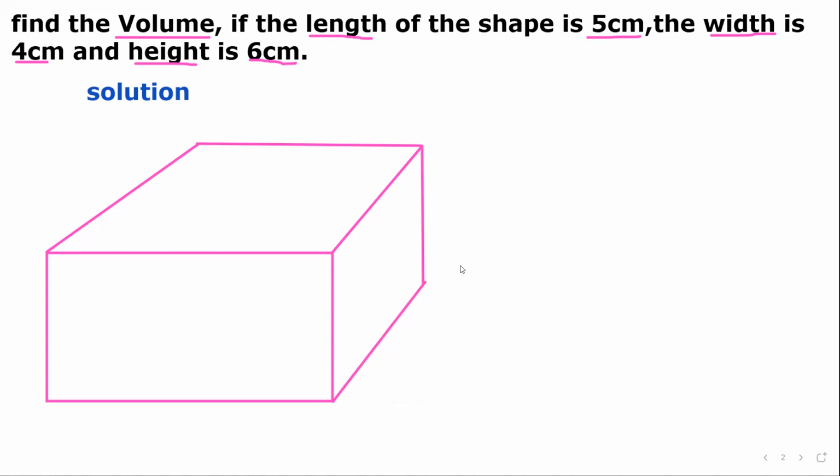Good. Now, when you finish drawing the shape, you identify the what, the length. Let's use the side to be the length here. Now, per the question, the length is 5, which is 5 centimeters. And let's use this side to be the width, okay? And the width here is 4 centimeters.